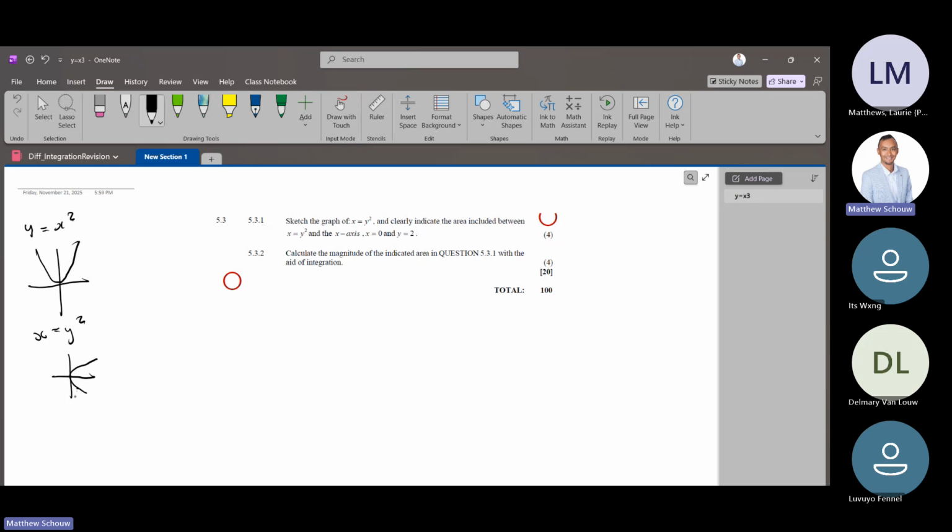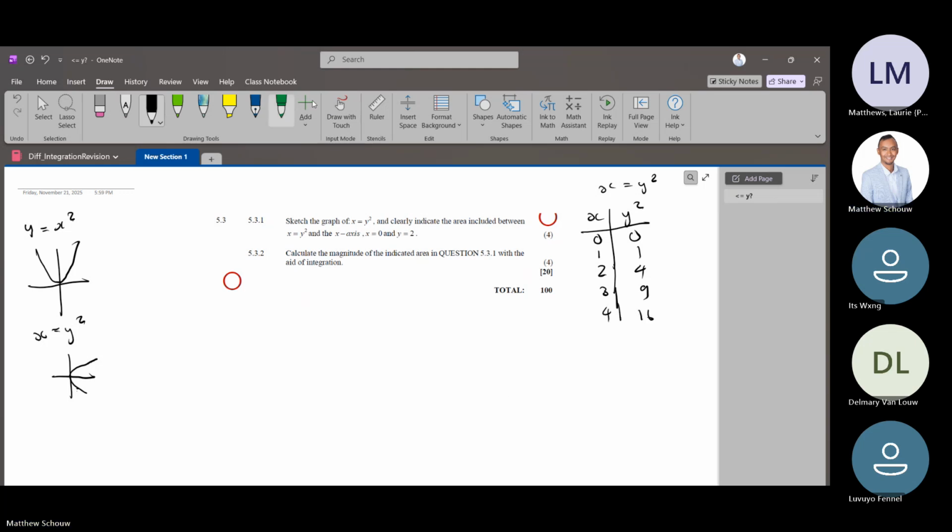If you're uncertain how to plot the graph, the best thing to do is open up a table of y and x. Let's say we start on 0, 1, 2, and 3, and then you substitute these values into the equation x equals y squared. Obviously this would be 0, this one would be 1, the next one would be 4, this one would be 9, and maybe we can add another one, that would be 16.